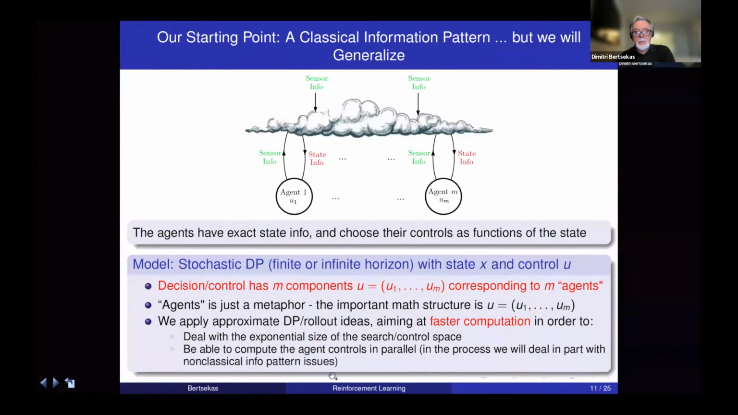And there's a second idea here. We want to allow these agents to have some autonomy, to be able to apply their controls simultaneously. Now, of course, there's a bit of a conflict here because they have to exchange information before they apply their controls. But we're going to try to deal with this difficulty. And in the process, we will deal in part with issues that stem from a non-classical information pattern. Non-classical information patterns very much arise in systems where agents are autonomous and they don't quite have time to share their information. But we view this issue from the point of view of speeding up the computation through parallelism, parallelizing the decisions of the agent controls.